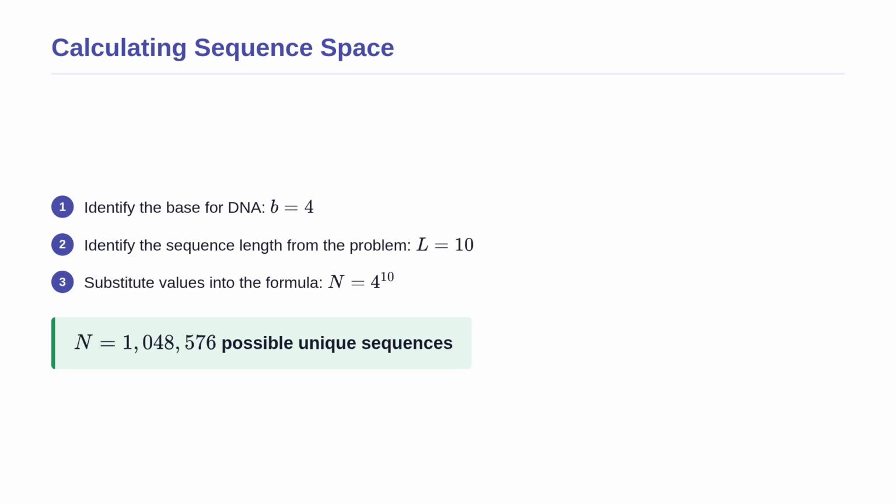We substitute these values into our formula, giving us n equals 4 raised to the 10th power. This means multiplying 4 by itself 10 times. The final answer is 1,048,576. Even for just 10 letters, there are over 1 million combinations.